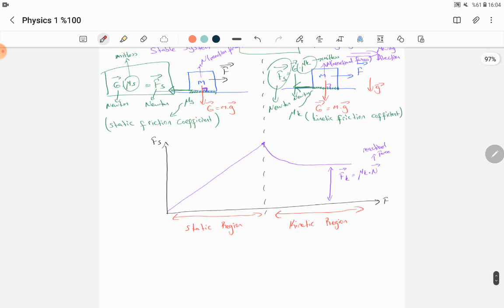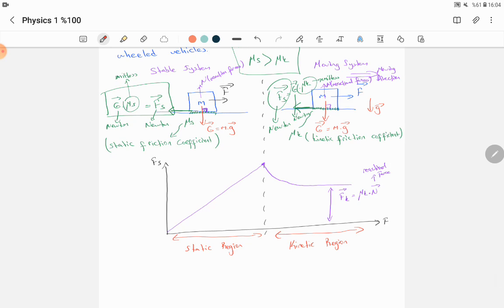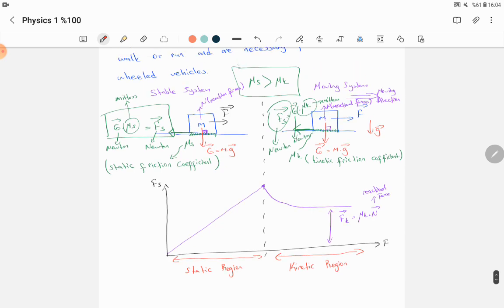In kinetic region, our object has a speed. And also we know that static friction coefficient is bigger than the kinetic friction. In here, static friction force equals our applied force, and our frictional force in here is in the opposite direction.